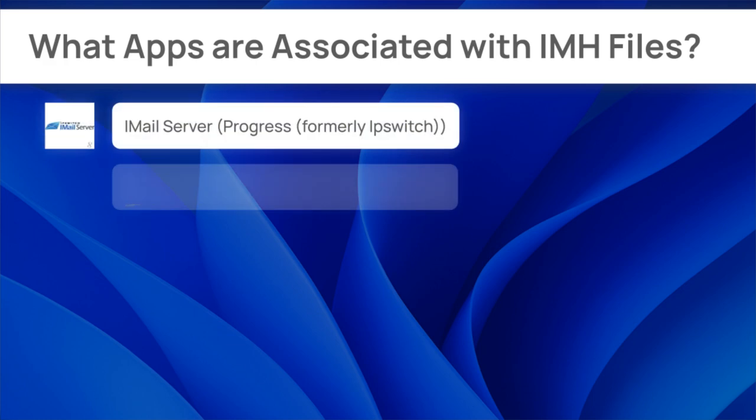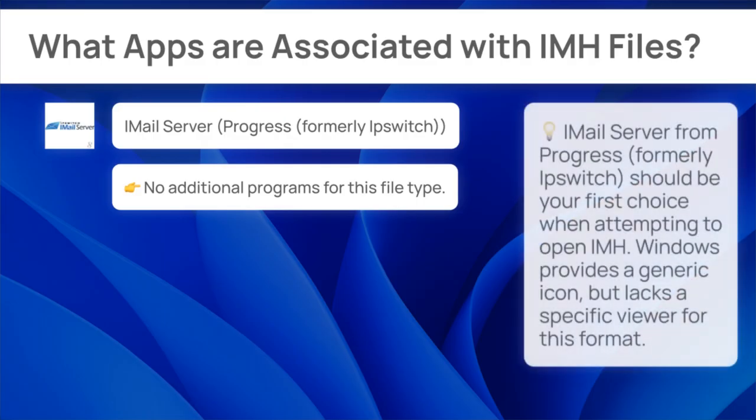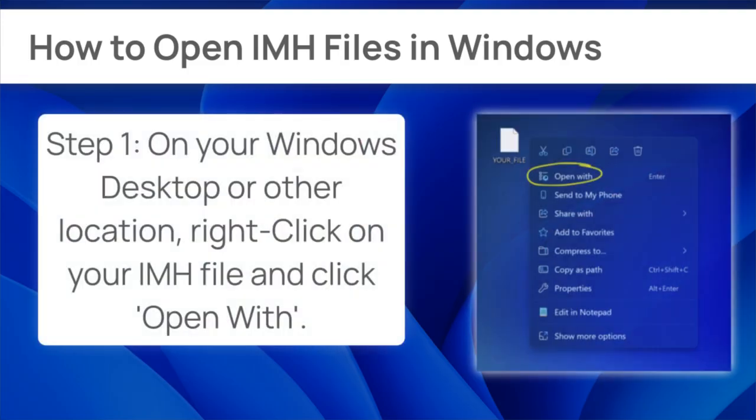Your first application to test with IMH should be IMail Server from Progress, formerly Ipswitch. Windows can read the file's external properties but not the internal data structure. Windows may recognize the extension, but interpreting the contents needs index-compatible tools. We're performing an initial software compatibility check.